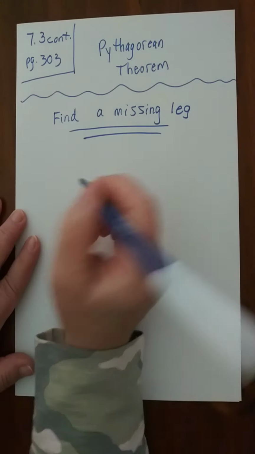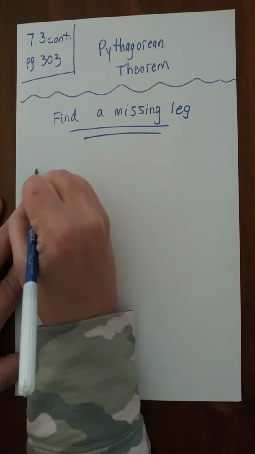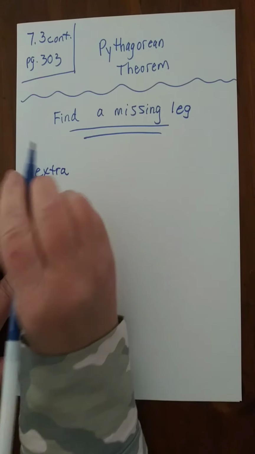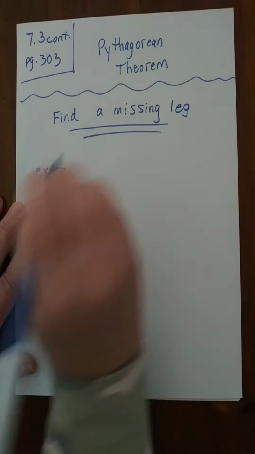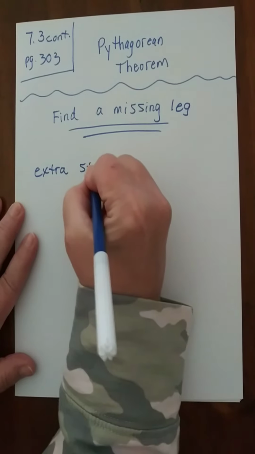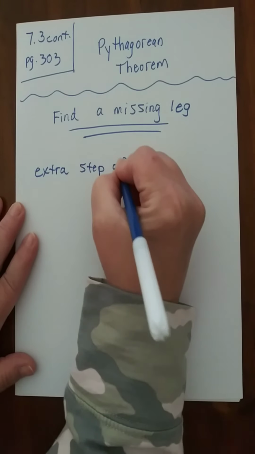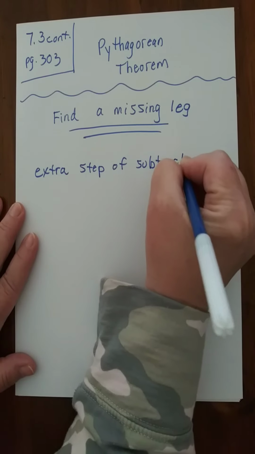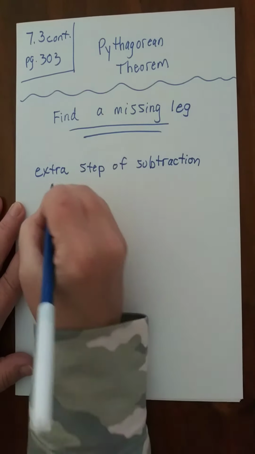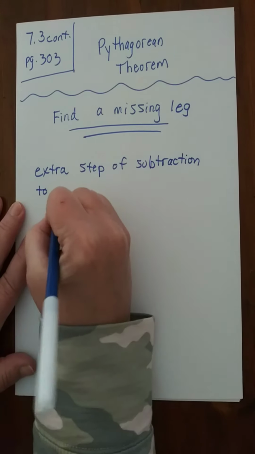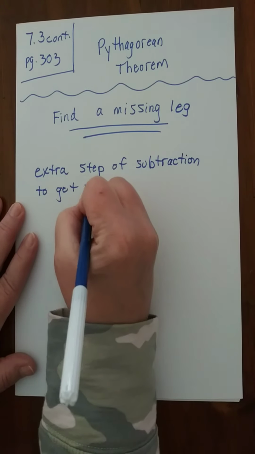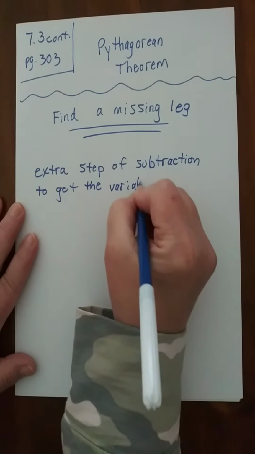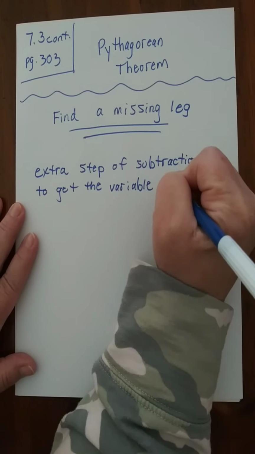So when you're doing that, there's actually one extra step. I know you guys don't like the extra work, but it's not a long step, so don't panic. Extra step of subtraction to get the variable alone.